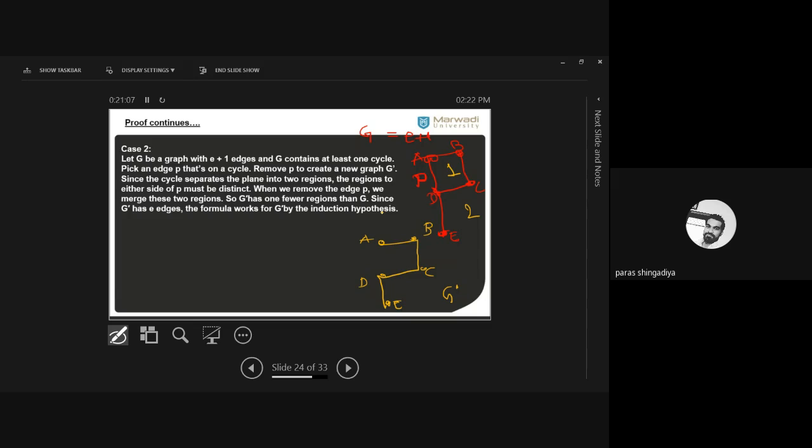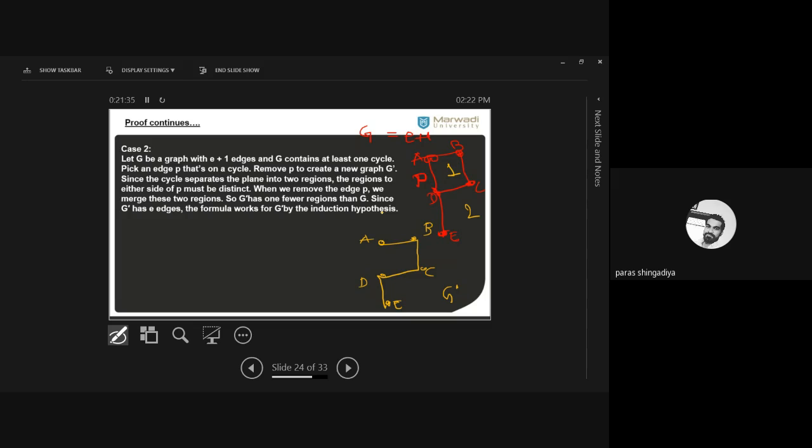Clear? Since G dash has E edges. Why is it E edges? Because we consider E plus one edges in the G, which also includes the P. When we remove the P, how many edges will the G dash contain? It is only E edges, क्योंकि E plus one में से एक आप रिमूव कर दो तो कितनी बची उसमें? There is only E. ठीक है? So G dash has E edges, and the formula works for G dash by the induction hypothesis.